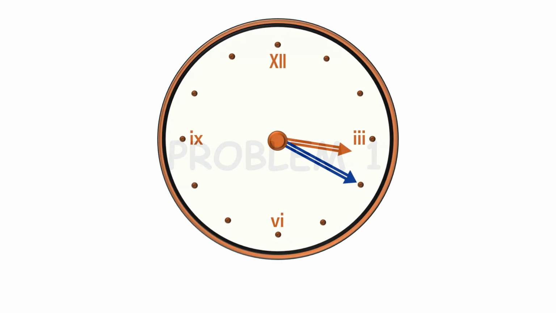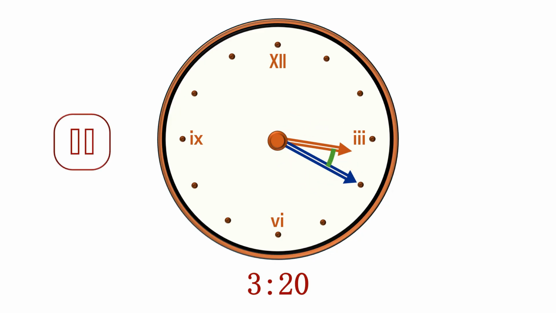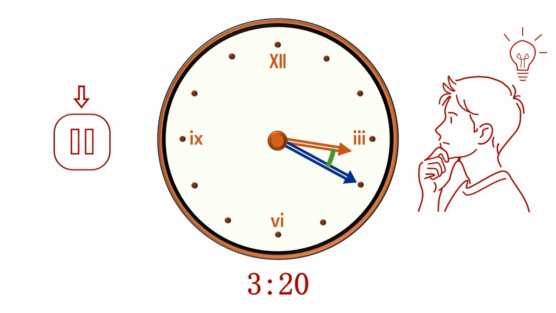Let's begin with our first problem. A clock shows 3:20. We need to find the angle between the minute hand and the hour hand. Before we start, pause the video and try solving it yourself.